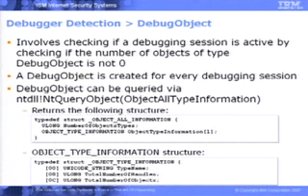So basically, what packers can do is call this API and then iterate through the object type information listed there. They iterate through the object type information and compare the DebugObject string against the type name. If the number of handles or the number of objects is not equal to 0, it means that a debugging session is active.